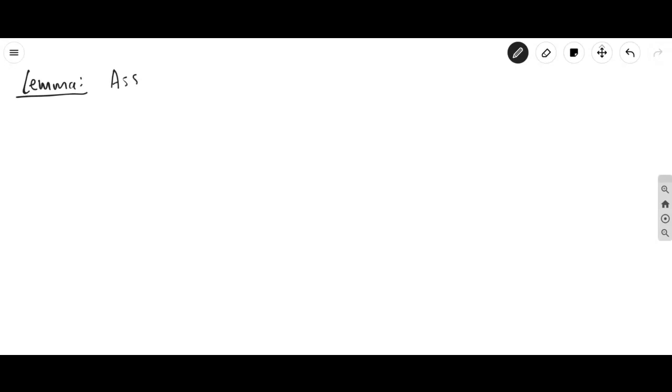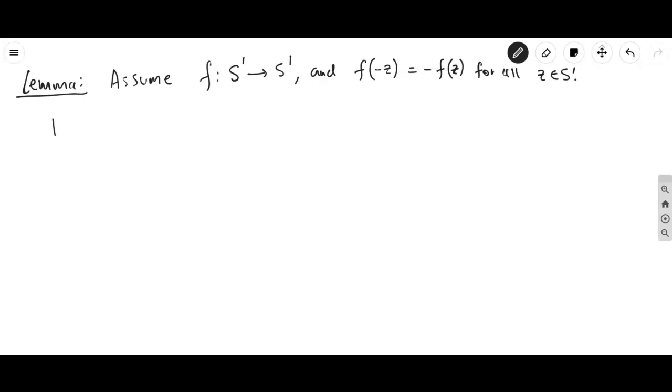So you're going to assume you have a map f from S1 to S1, and f of negative z is equal to negative f of z for all z on S1. Then the degree of f is odd. So that's the lemma. So let's talk about the proof.